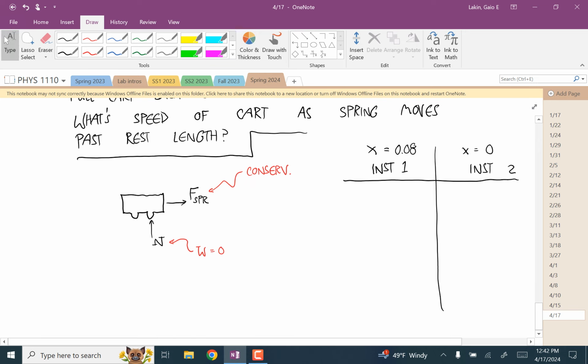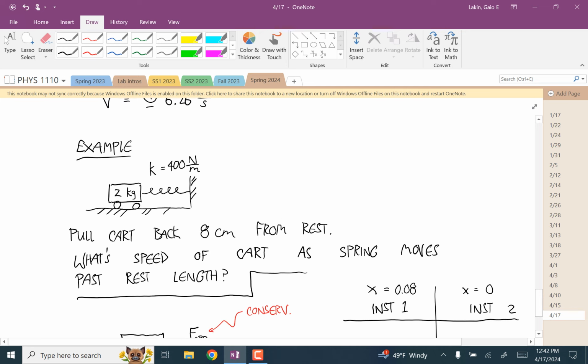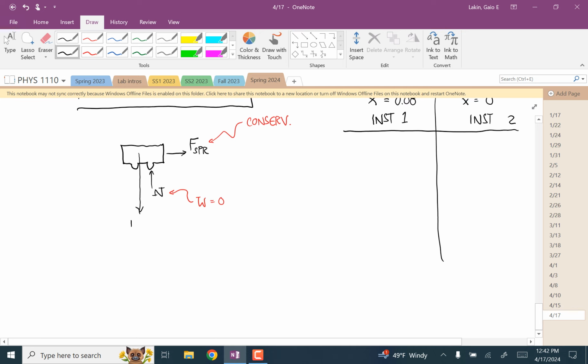Okay, now, oh, and I skipped something important actually. I forgot to put the weight in there. There is weight, right? The weight is 2 times 9.81.